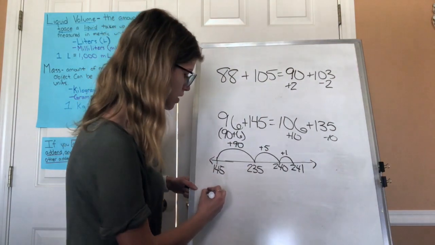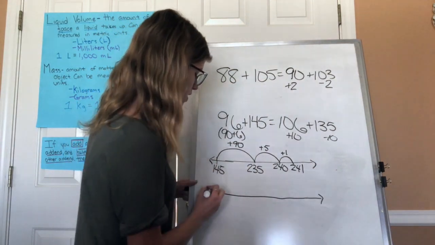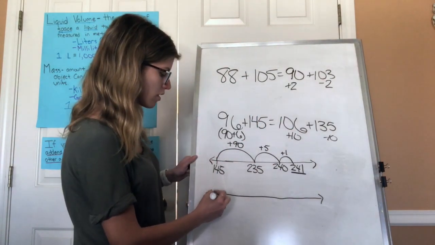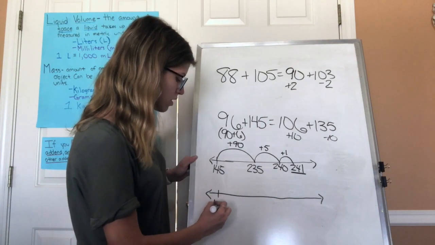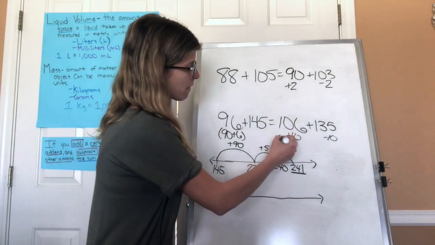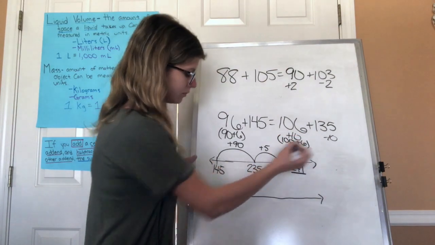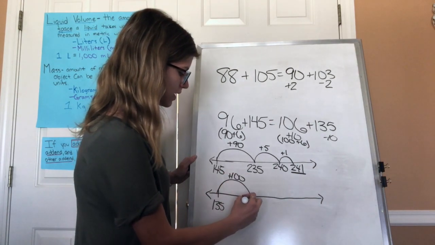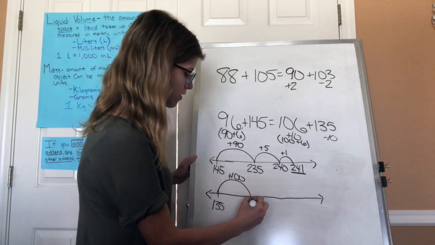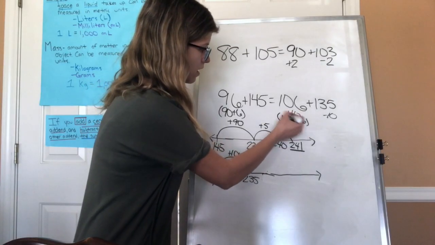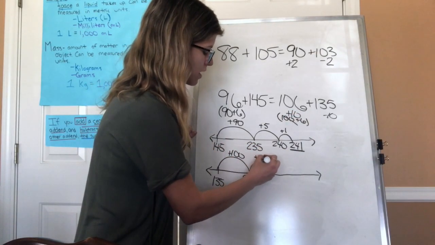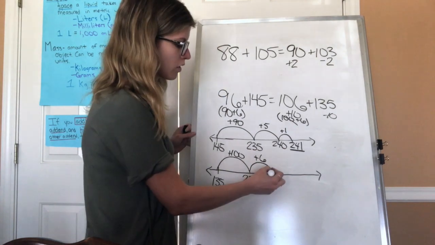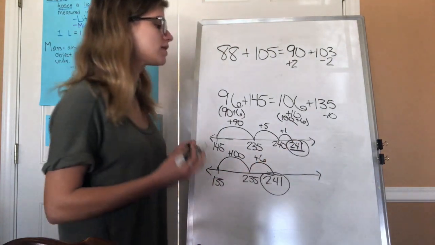Now let's think of my second equation and figure out if they have the same sum, even though we changed up how we added it. So I'm going to start with my bigger number, 135. I'm breaking down 100 plus 6. So now I'm going to add 100 to get to 235. And now I need to add my 6. So 235 plus 6 would be 241. So I see again, they have the same sum.